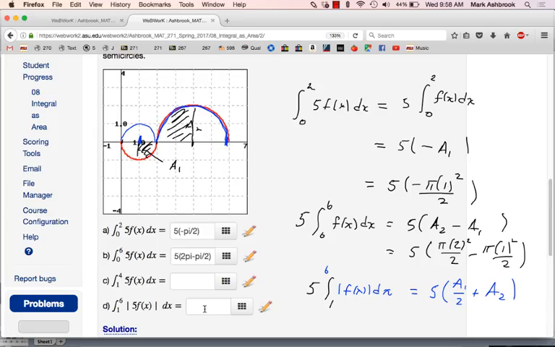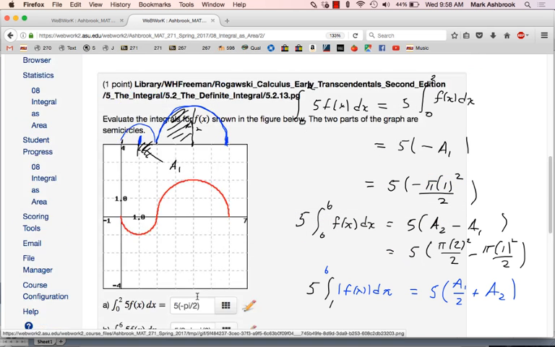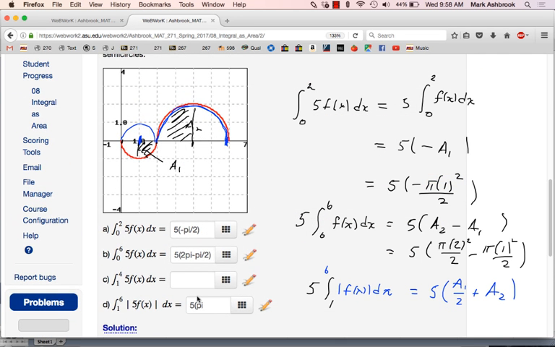Put that one in. So it'll be 5 times, a1 will be pi times, now it'll be 4 over 4, right? So it'll be a quarter of the circle, so just pi. And then plus, what? A2, which is half of the big circle, pi times 4 divided by 2.